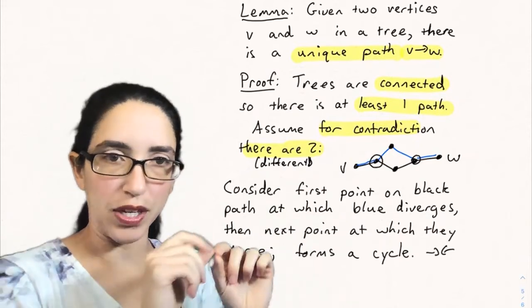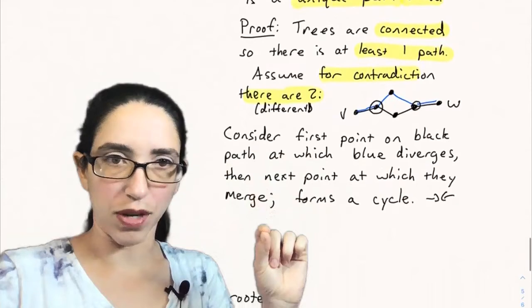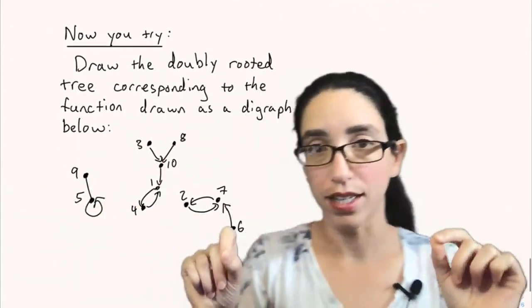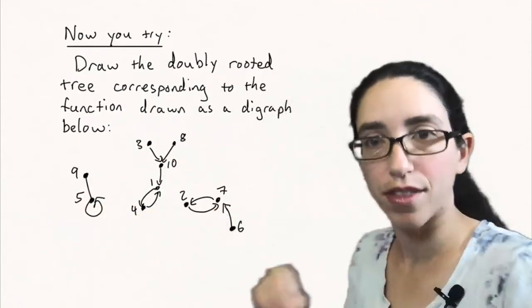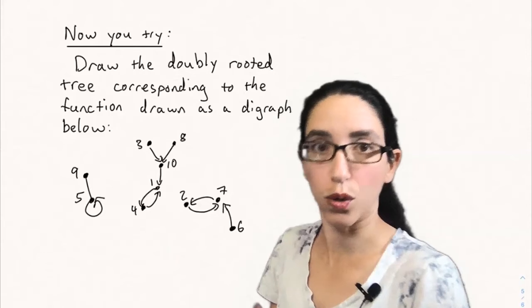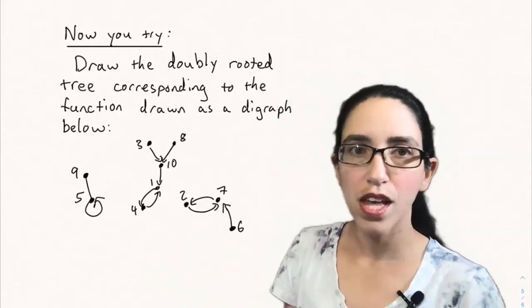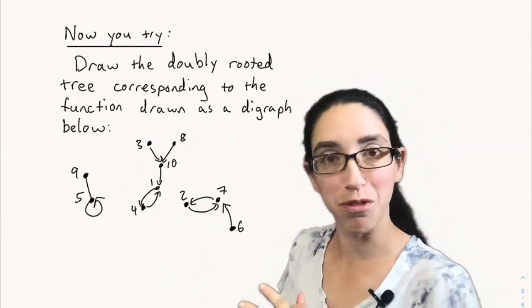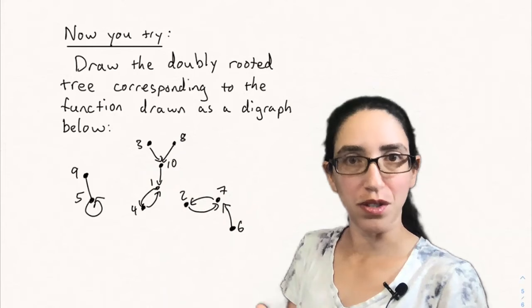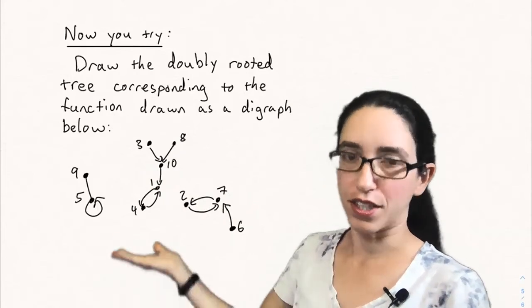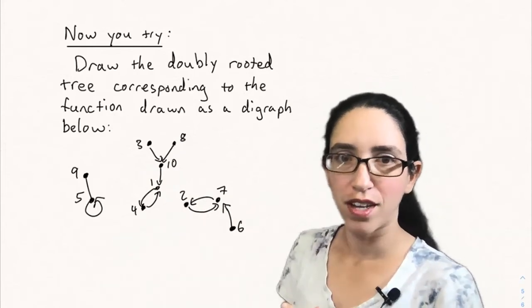So that's why we use that to make that unique path from the red to the blue vertex in Cayley's theorem. And that unique path always exists, and it's always just the only path we can have. So now you try to explore this proof of Cayley's theorem by drawing the doubly rooted tree corresponding to the function that's drawn as this directed graph shown below.